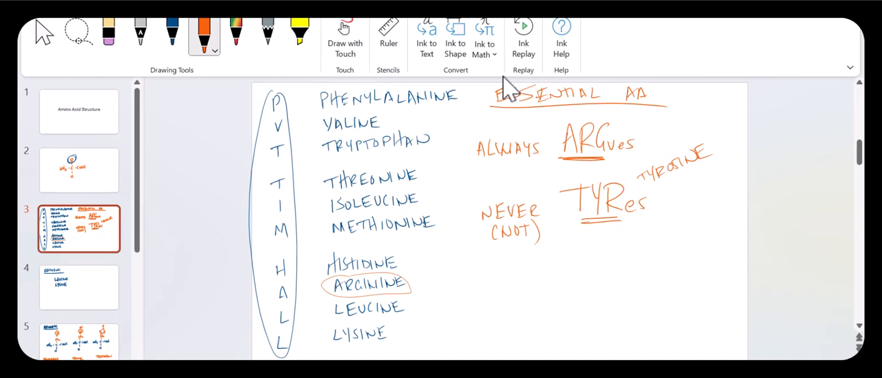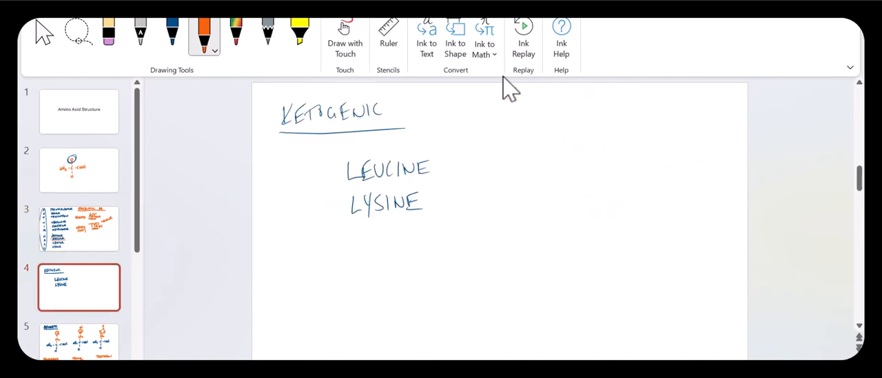Then you also have to know the particular characteristics of the amino acids based on the R groups. So we have two ketogenic, meaning we can only make them from fats. They can only go to fat metabolism. So we have two ketogenic amino acids. Those are the two L's. So I would know they're your L's.